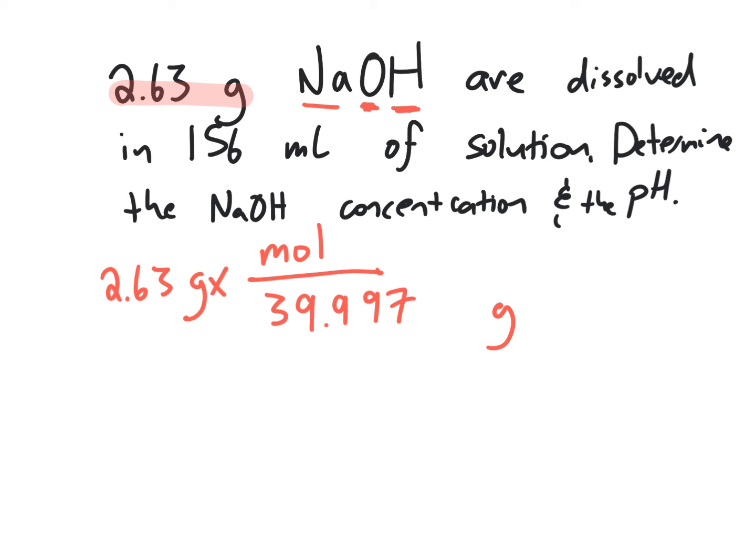as my molar mass, just adding up everything that's on the periodic table, adding up my Na, my sodium, my O, my oxygen, my hydrogen, just adding them all up together, getting a molar mass. Then I take the top 2.63 grams, divide by the bottom 39.997. And so that tells me I have 0.066 moles of sodium hydroxide. We want the molarity, which is the concentration.